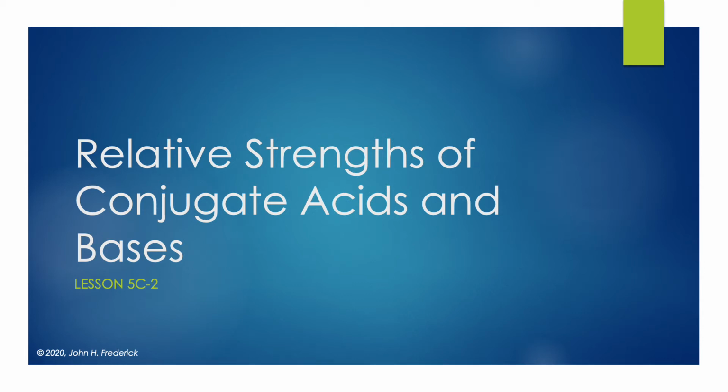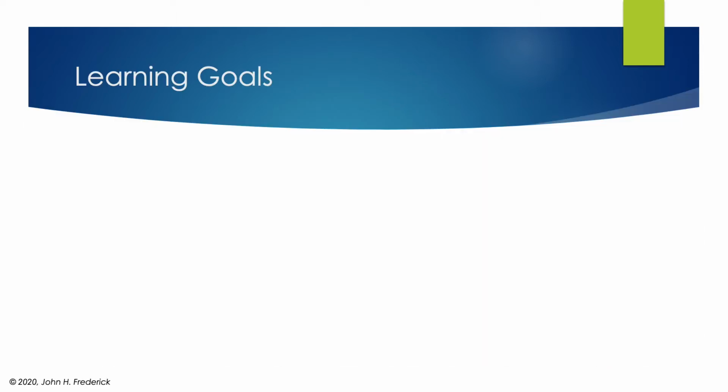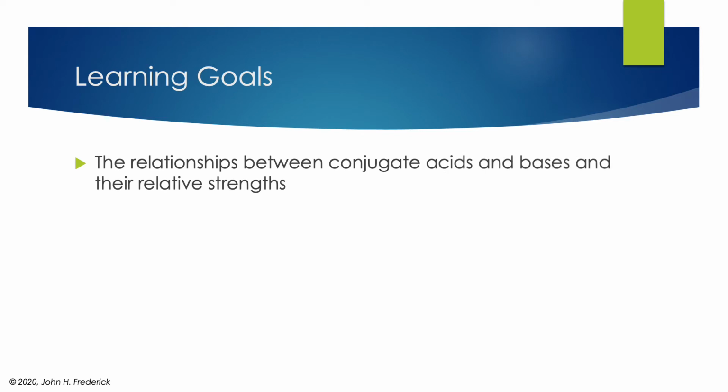A lot of acid-base chemistry involves the relationships between molecules that are conjugate to one another, that is to say, an acid and its conjugate base or a base and its conjugate acid. I want to look a little bit more deeply at that relationship in this video. So our learning goals are going to be about the relationship between conjugate acids and bases, and in particular I want to examine what their relative strengths are and what we can learn about that from these reactions.